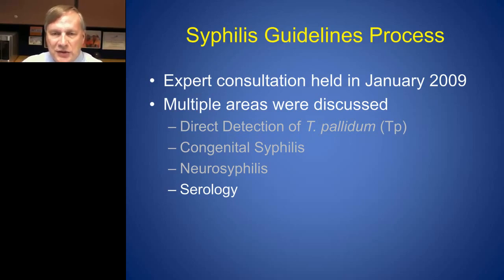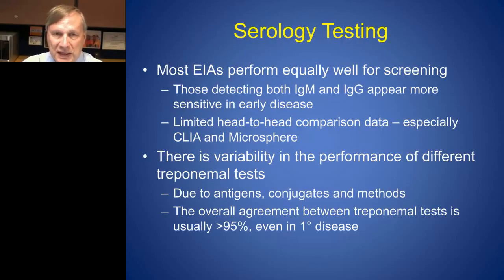We're just going to talk about the syphilis aspects that were discussed at that expert consultation today. Some of the things that were discussed, there was a lot of talk about the enzyme immunoassays, and some of them hadn't been around too long. So keep in mind, in 2009, there's been more information that's come along since then. But at that time, it was determined that most of the EIAs performed equally well for screening. Those that detected both IgM and IgG appeared to be a little bit more sensitive in early disease.